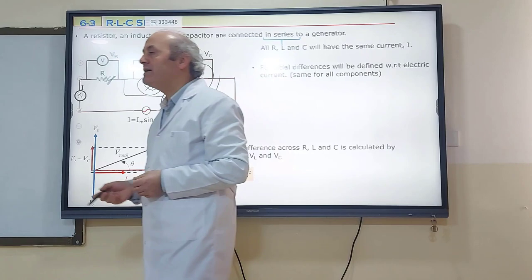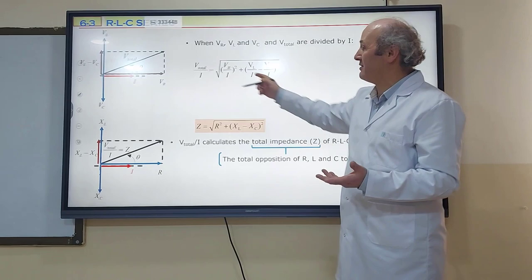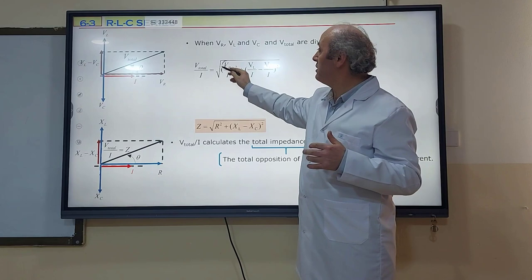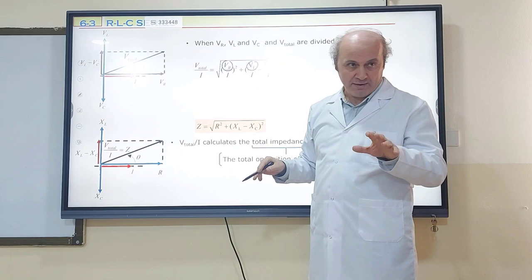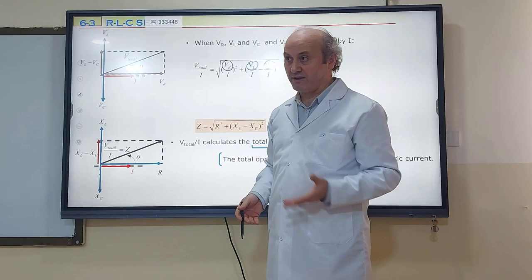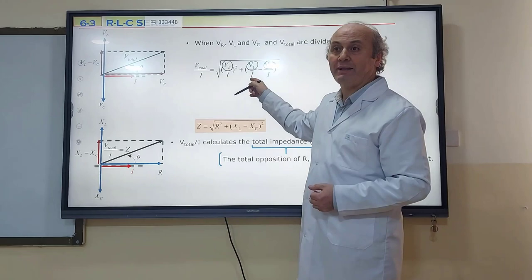So we can get the equation of total impedance by using this equation, because when we divide each potential difference by electric current I, the same electric current exists in all of them. So we take V total over I, which is the generator's electric current provided to the circuit. V_R over I, the same electric current on the resistor. V_L over I, the same electric current on the coil. V_C over I, the same electric current on the capacitor.